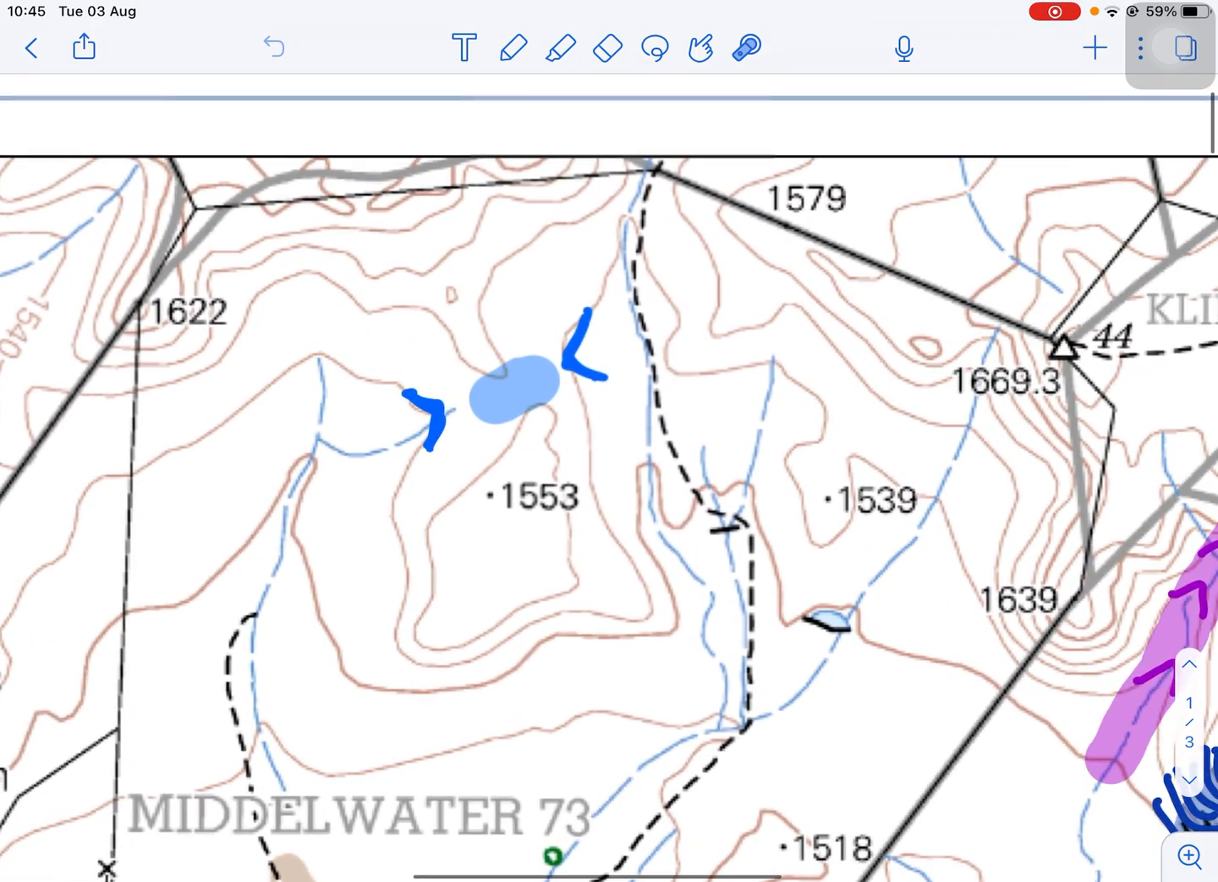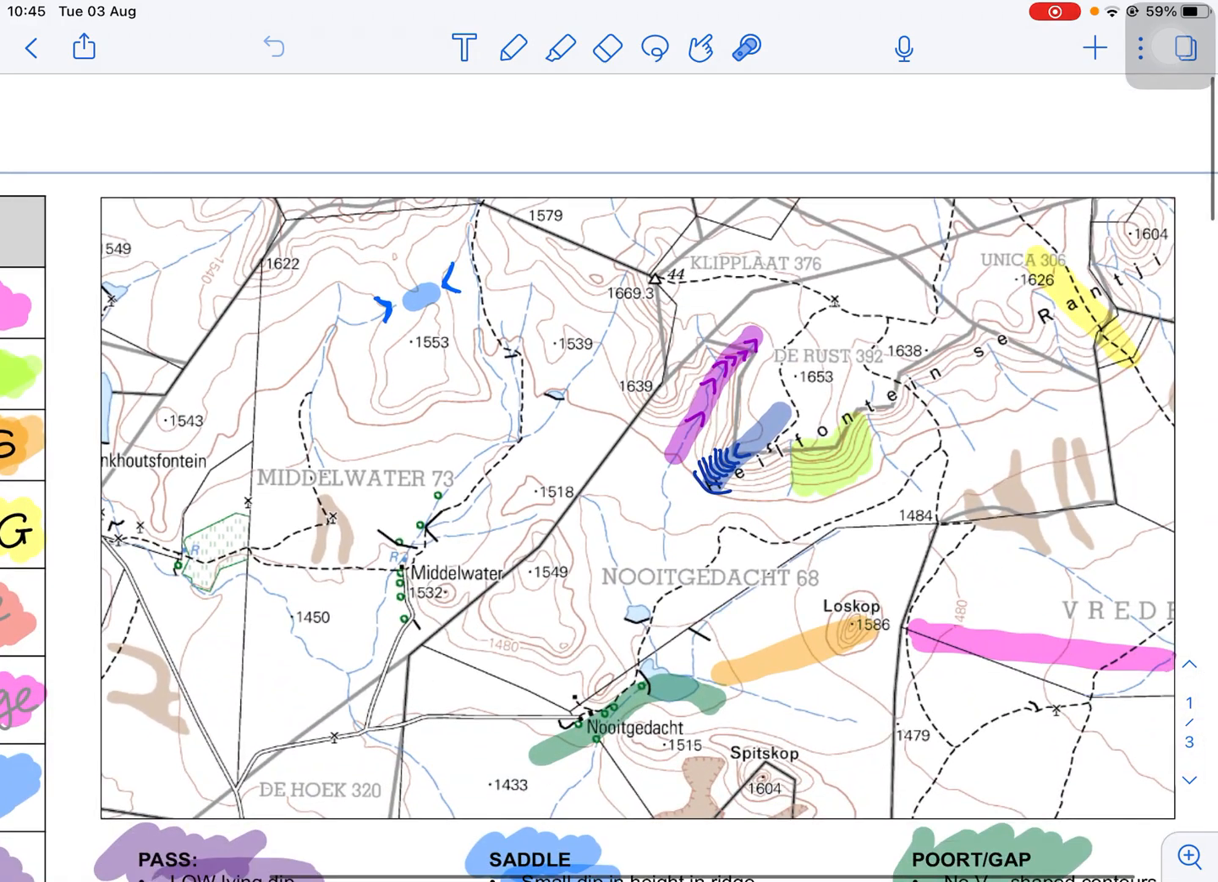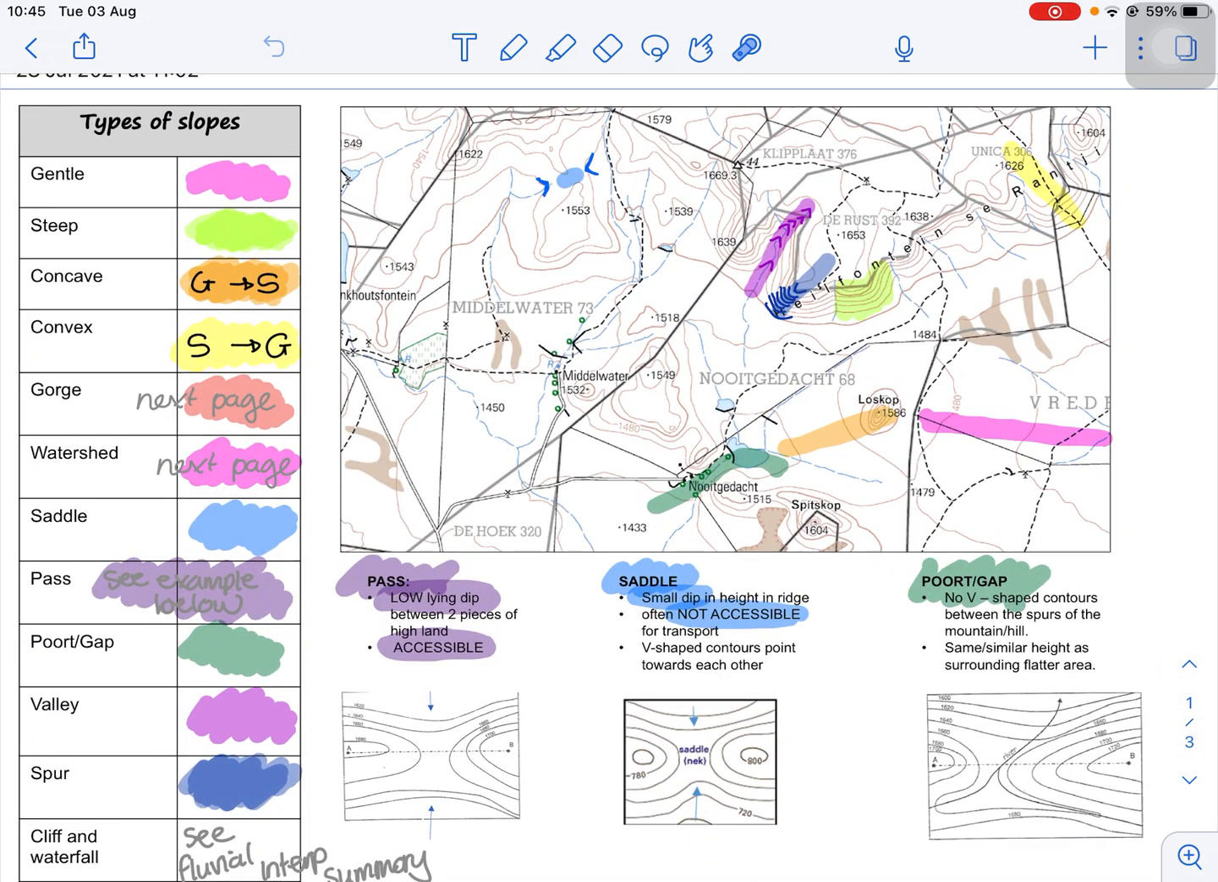It's a nice example up here. You can see those V-shaped contours pointing to each other, the high-lying land on either side, and that kind of low-lying dip between the two. Not really accessible to people at quite a high altitude, and so it's a saddle.